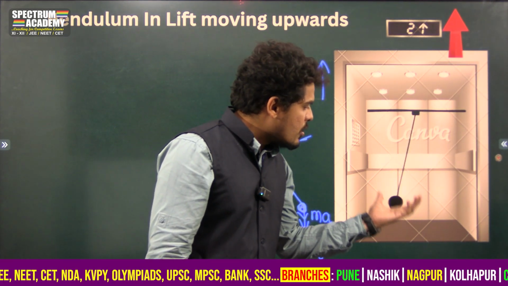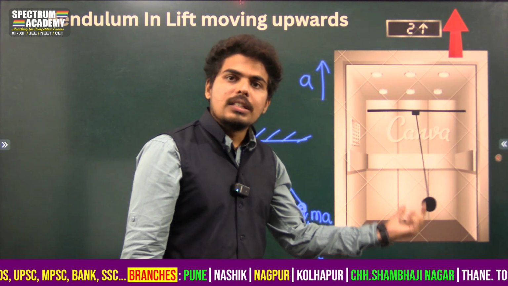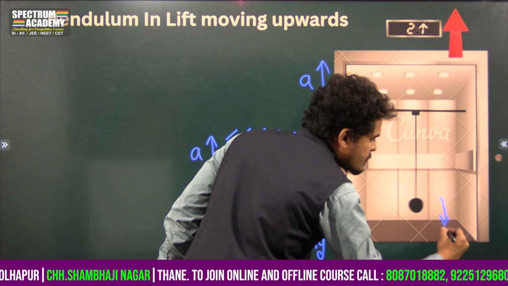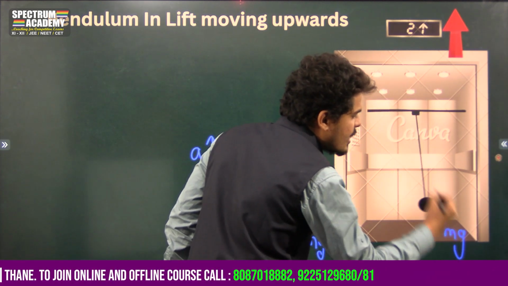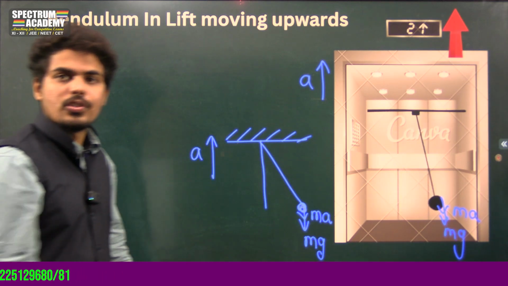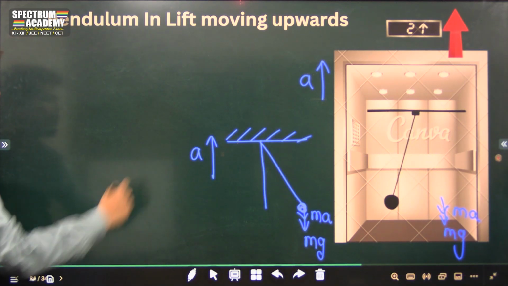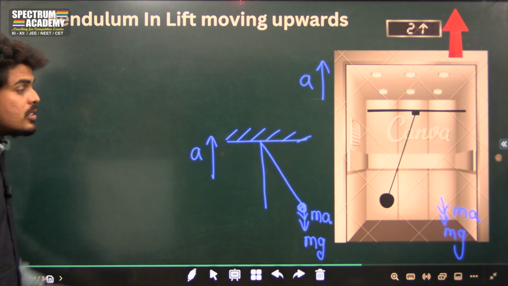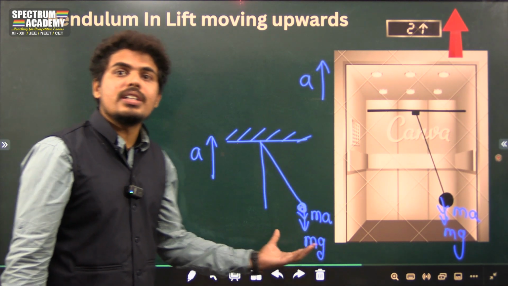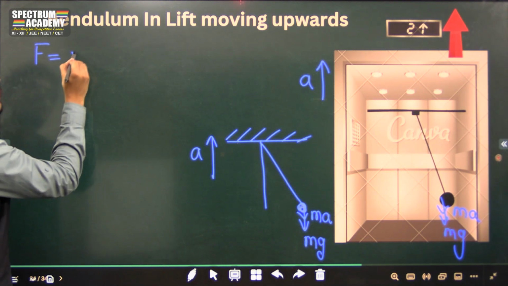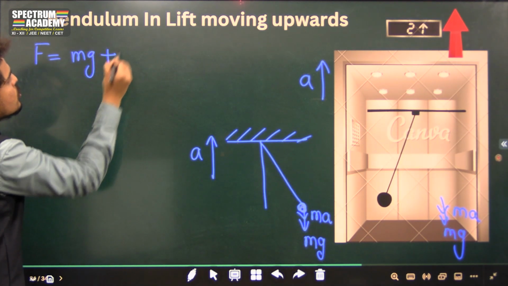But the main forces on the bob are, the first one is mg, and the second force is mass into acceleration, which is the pseudo force. So the pseudo force also acts in the downward direction. So the total force in the downward direction is F equals mg plus the pseudo force.